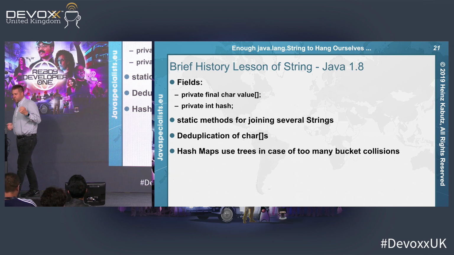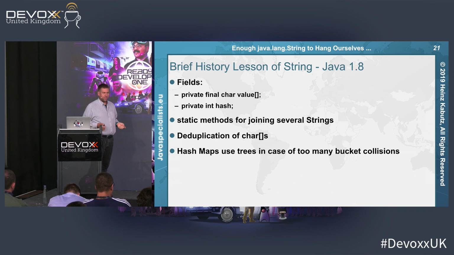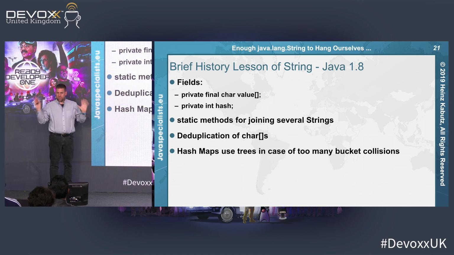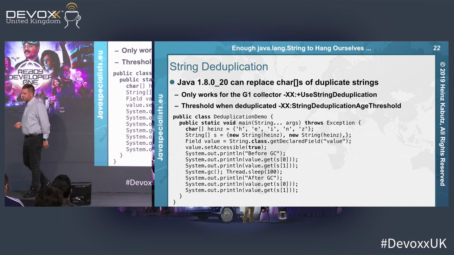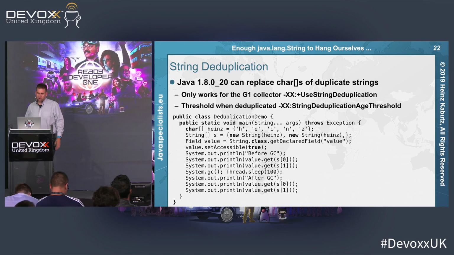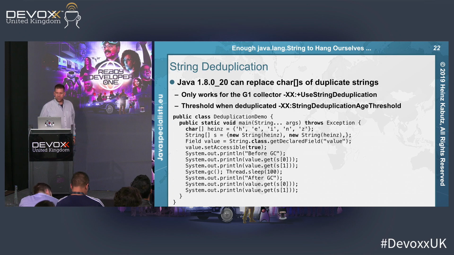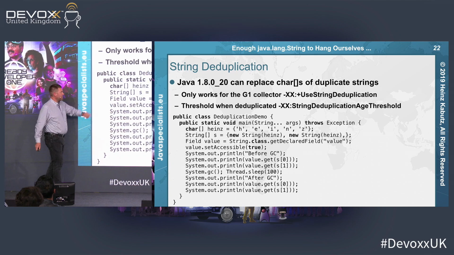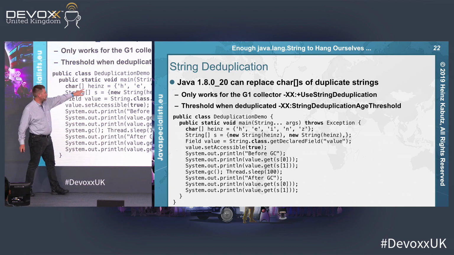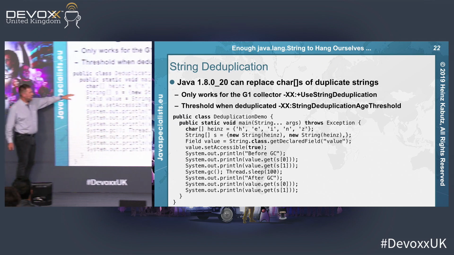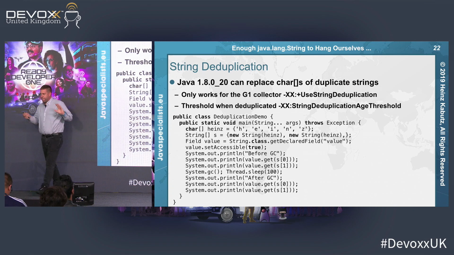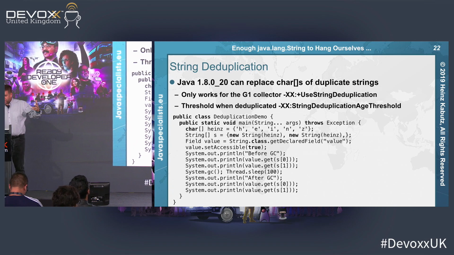Since then, you've got the option, if you use the G1 collector, to deduplicate the contents of the string. So the strings are still different, but they share the same char array. This kicks in after a few GC cycles. It has been there since Java 1.8.0_20, and you can replace the char arrays of duplicate strings. Here's an example. I'll make a char array, some ketchup or something, baked beans, and I'll make two string objects. Now, the two strings will have different char arrays.